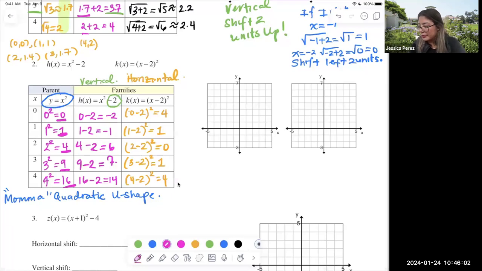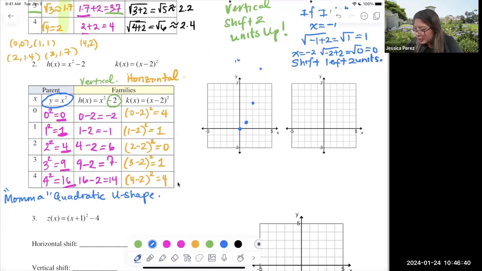So now that we've substituted and evaluated my functions, we can go ahead and draw mama. So mama was 0, 0, 1, 1, 2, 4, 3, 9, 4, and then 16 all the way up here. So assuming this is 16, and we know that there's a U shape that's symmetrical. This is because of symmetry.